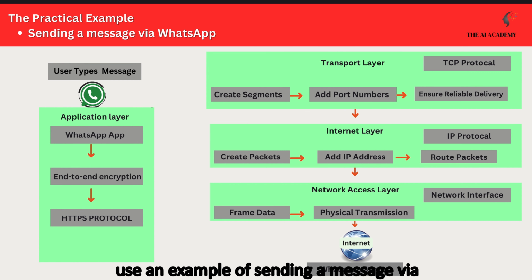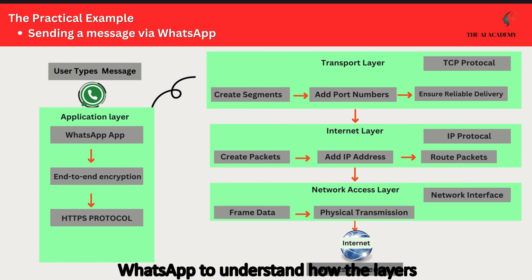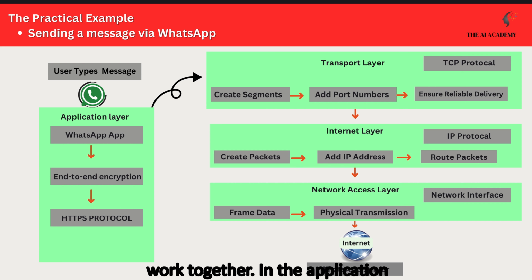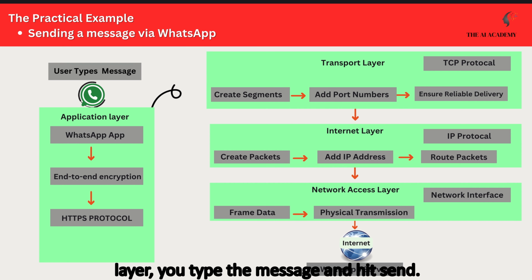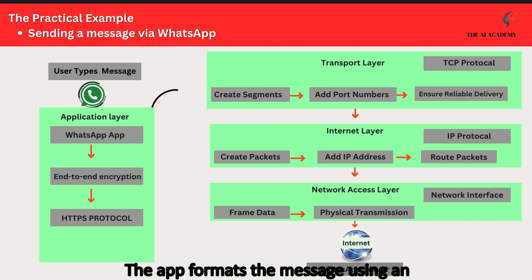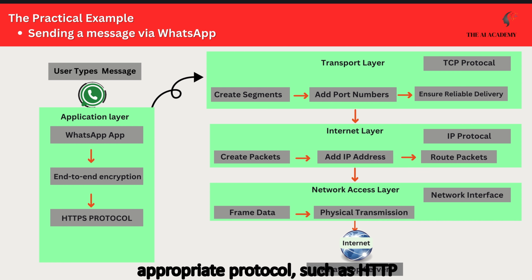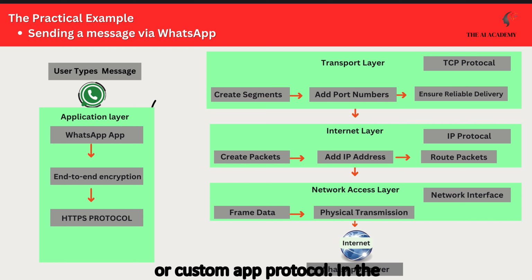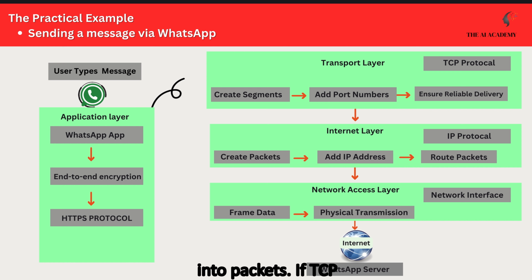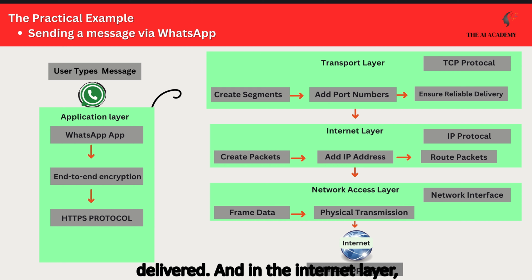Let's use an example of sending a message via WhatsApp to understand how the layers work together. In the application layer, you type the message and hit send. The app formats the message using an appropriate protocol, such as HTTP or a custom app protocol. In the transport layer, the message is broken into packets. If TCP is used, it ensures all packets are delivered.